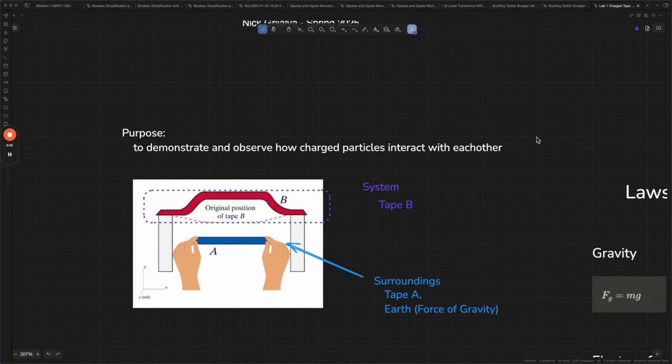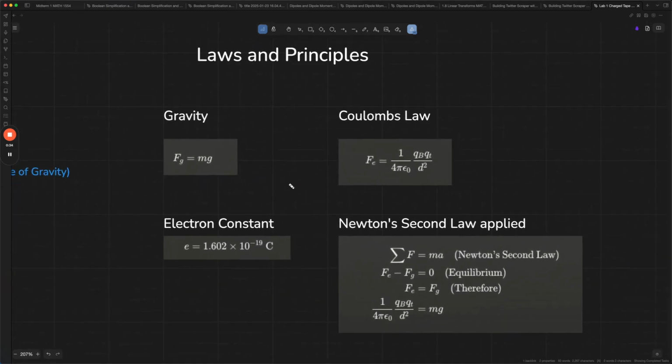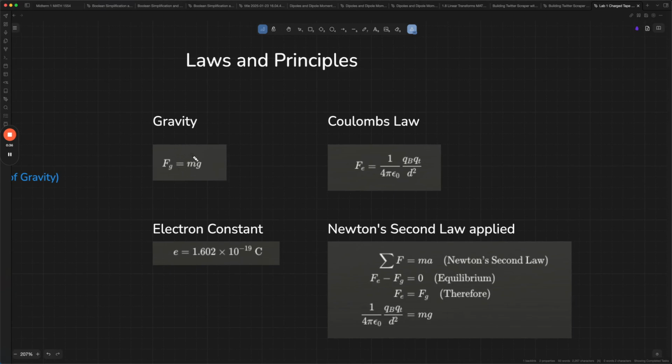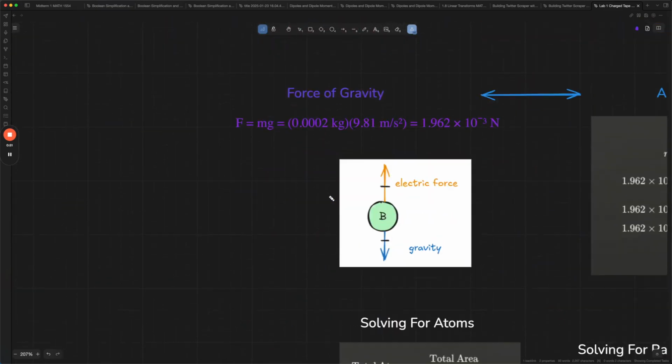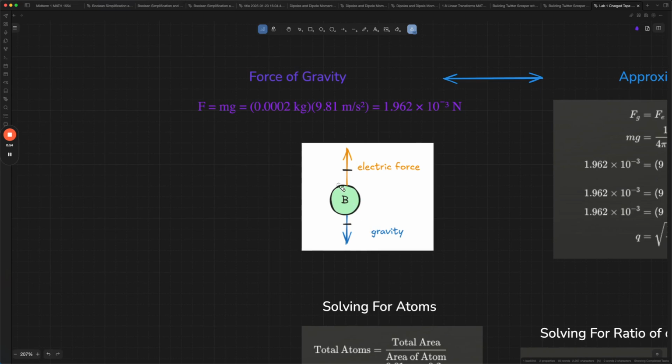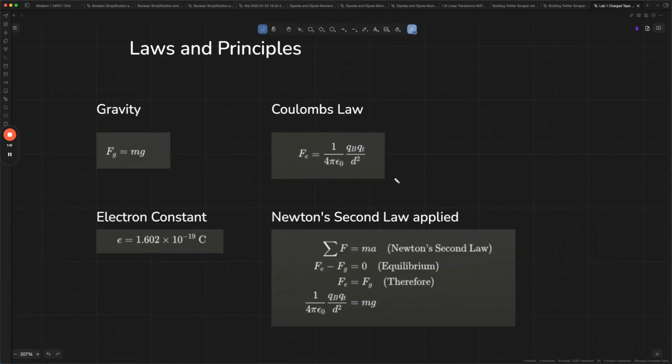In our current lab, our system, which is tape B, is being levitated by tape A using electric repulsion. The surroundings in our lab are tape A and the force of gravity applied by Earth on both tapes, specifically on tape B. The relevant laws and principles in this lab are the force of gravity, mg, which we can cleverly equate using Newton's second law, where each applied force is an equal and opposite reaction, with Coulomb's law for the force of electricity. The force of gravity is being resisted by the electric force, and that is what allows our tape to be levitated.